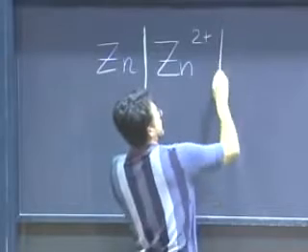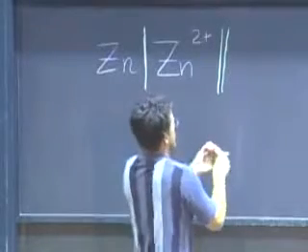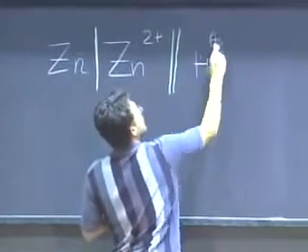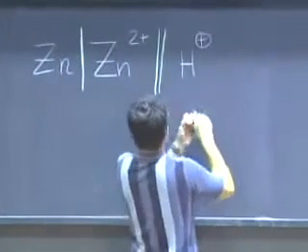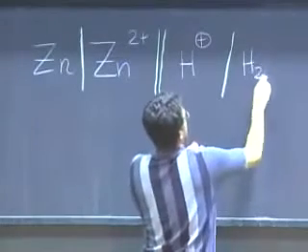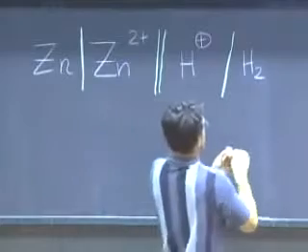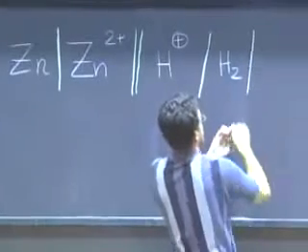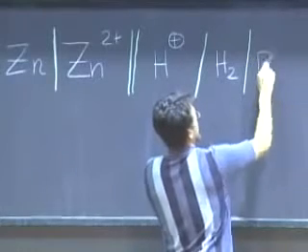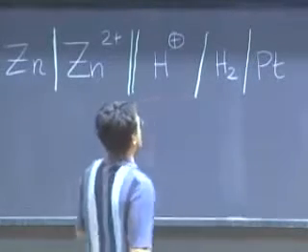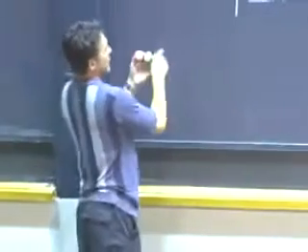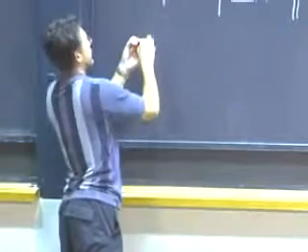and then a solid double vertical line, and then H plus, another solid vertical line, H2, and then another solid line, and then platinum. Okay, so that's the way I set that up. We could actually add another solid line here and put platinum over here.